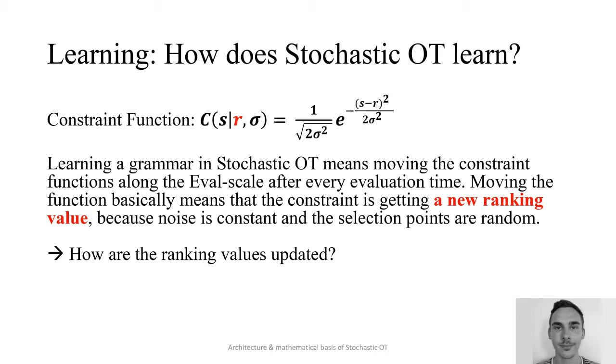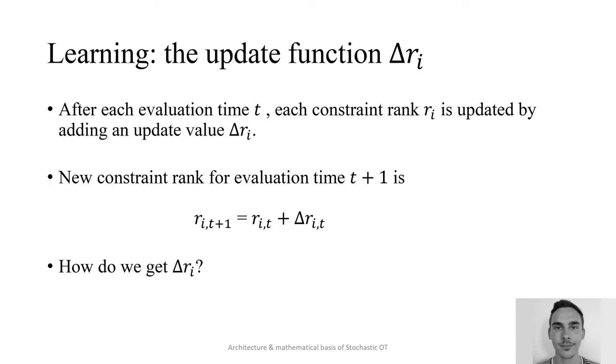Learning a grammar in stochastic OT means moving the constraint functions along the eval scale after every evaluation time t. Moving the function basically means that the constraint is getting a new ranking value r, because as we know, noise is constant and the selection points are random. Considering the information we just learned about the constraint functions, we can simplify this question of how stochastic OT learns by asking how the ranking values r are updated. And this is done by simply adding an update value to every constraint rank Ri after each evaluation time t. This update value is called delta Ri.